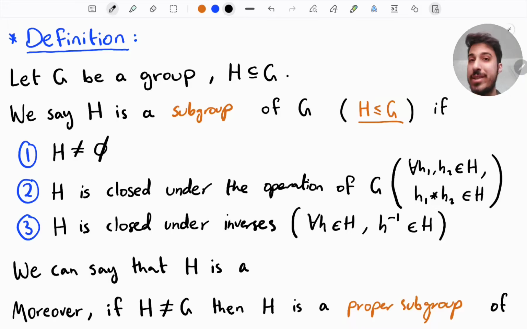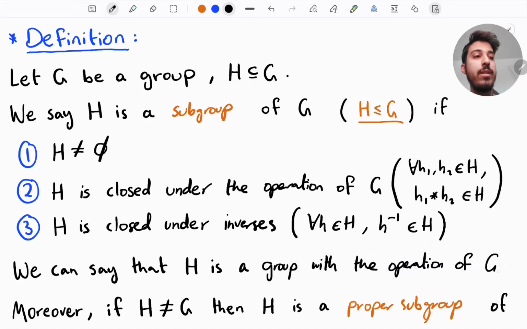So again, if H is a non-empty subset that is closed under operation and inverses, then H is a subgroup of G. We can say that H is in its own right a group with the operation of G. So it's very important to check that the operation that we use for H is the same one that we use for G. So if G had an additive operation, for example, H should also have an additive operation. It has to be the same sort of operation.